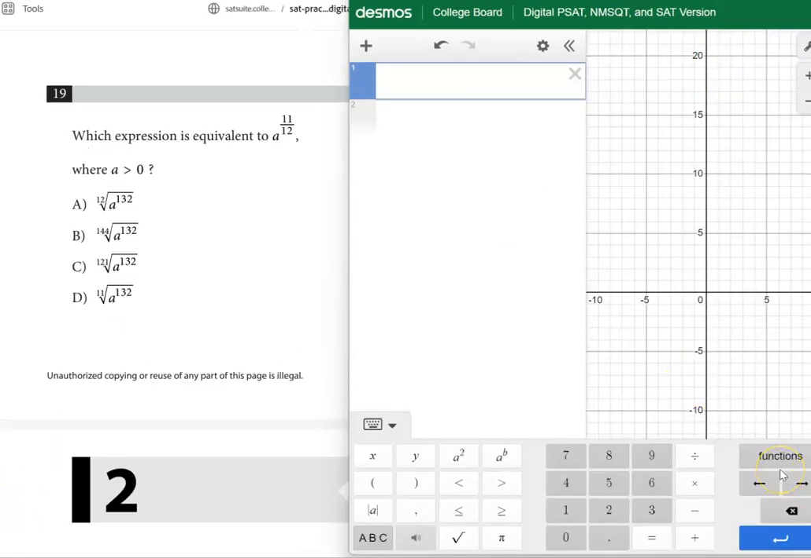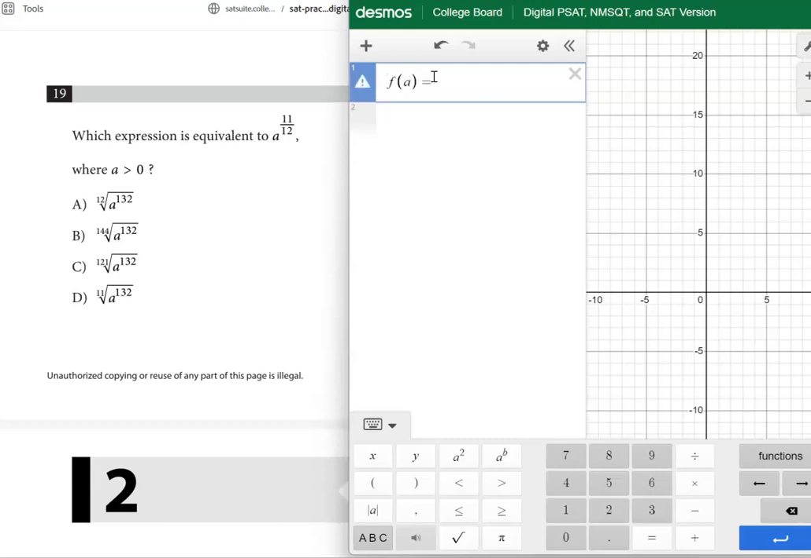The next item is item number 19, and it is located on page 48. We're given an expression with an A, and since we're given an expression with an A, I'm going to use a function notation for this.